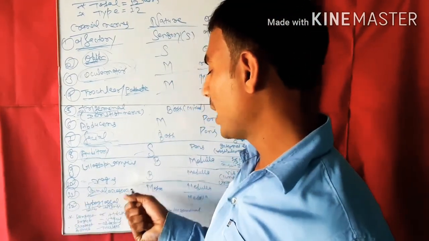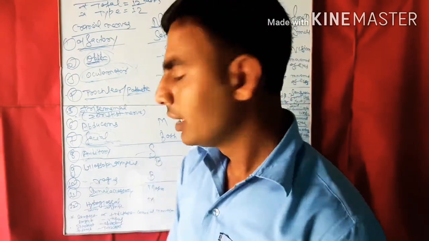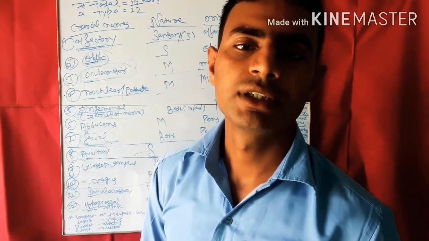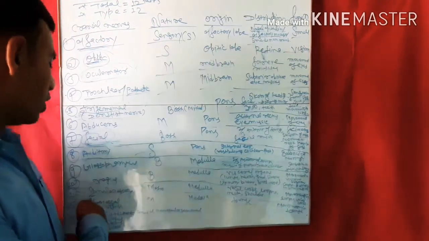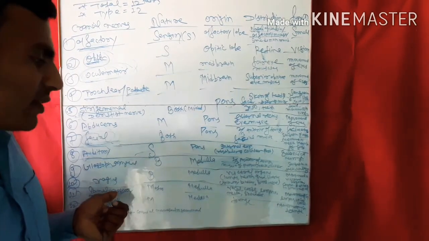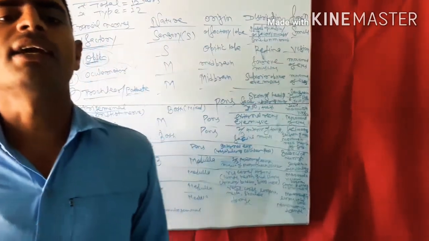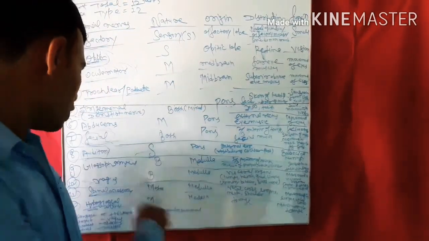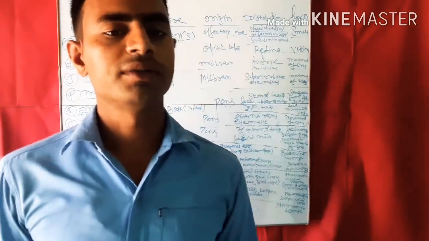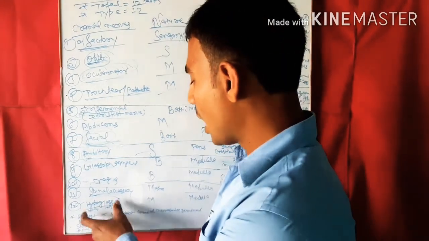Next is the spinal accessory nerve. Its nature is motor, and its origin is also the medulla. The spinal accessory is distributed in the vocal cords, larynx, neck and shoulder. The function of the spinal accessory is movement in the larynx and vocal cords.